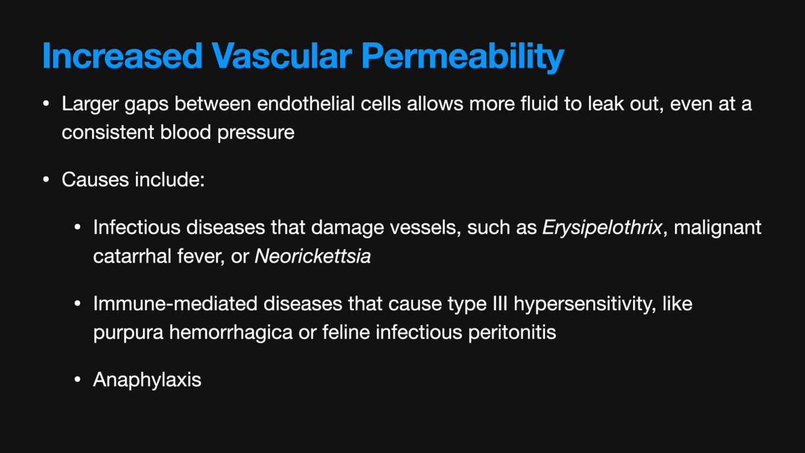Immune-mediated diseases that cause a type 3 hypersensitivity, such as purpura hemorrhagica or feline infectious peritonitis, can also result in vascular damage and widening of those endothelial cell gaps. Finally, anaphylaxis can also trigger widening of the gaps and cause widespread edema.